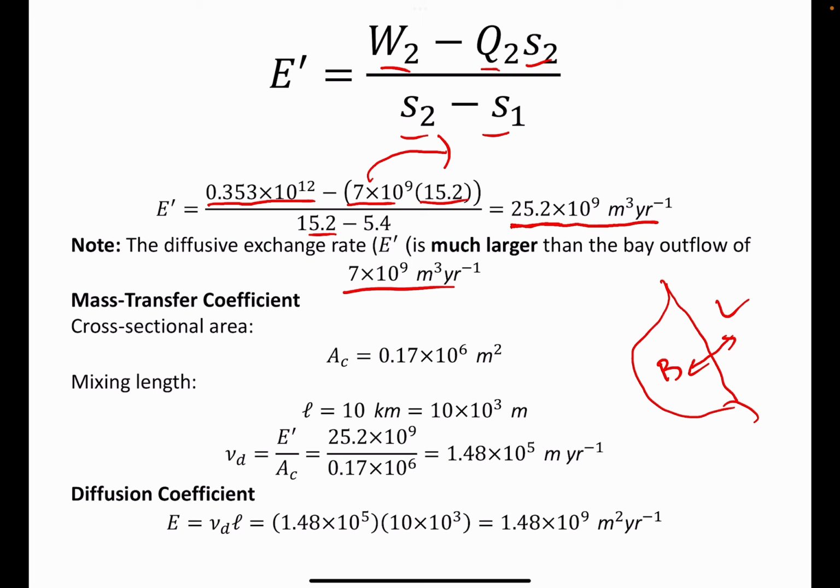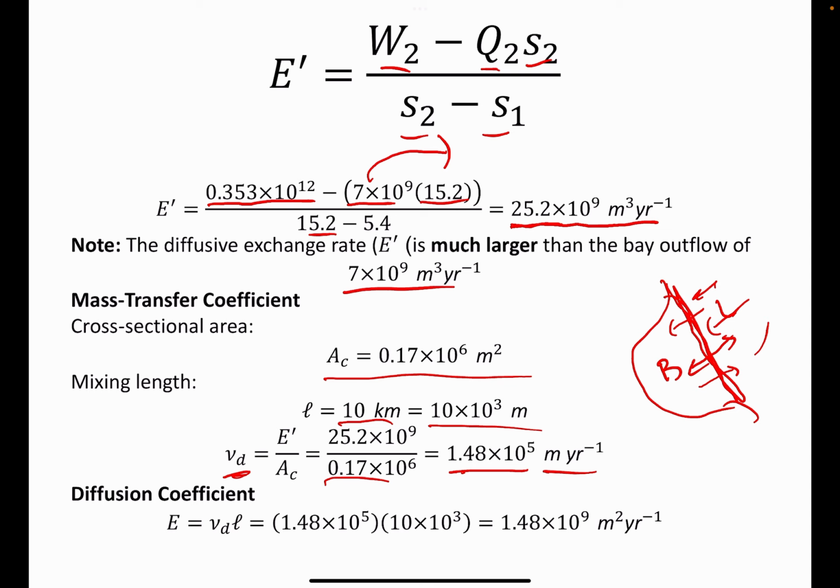Let's continue. Of course, the area of the mixing is given 0.17 10 to the 6, and the length of mixing 10 kilometers. You have to make it 10 times 1,000 meter. And here you could find out the mass transfer velocity. This is the mass transfer velocity from the bay to the lake, and from the lake to the bay. It's E prime over the area of the mixing. This is the area of the mixing by looking from this side, and that would give you 1.48 10 to the 5 meter per year. That's huge amount of mass transfer velocity from lake to bay and from bay to lake.